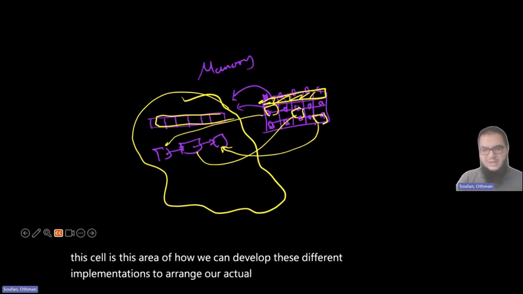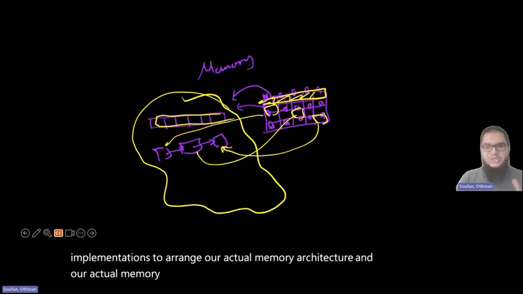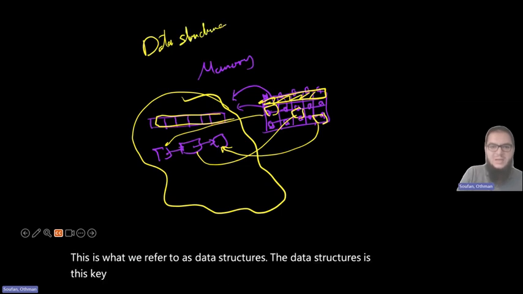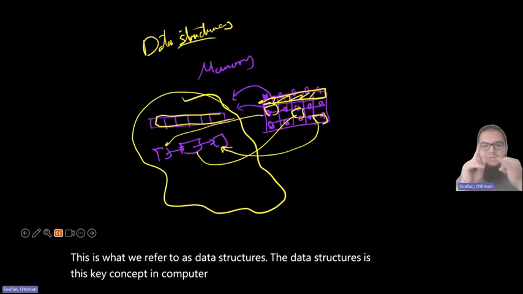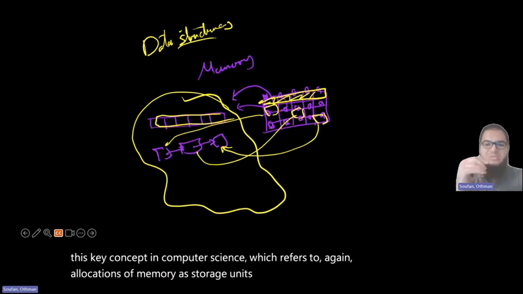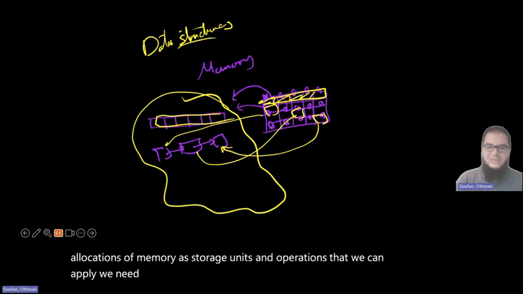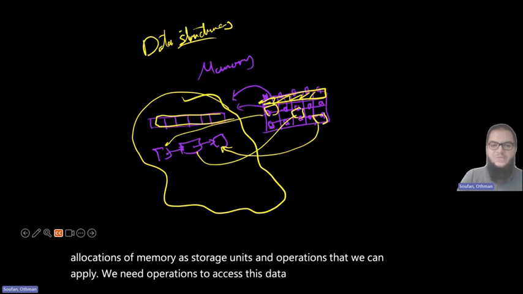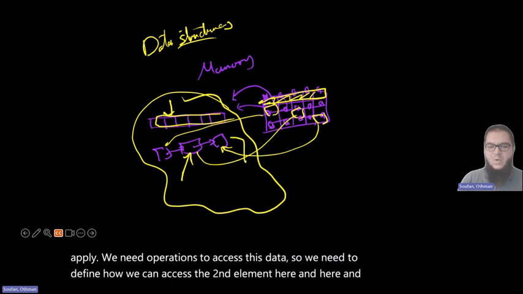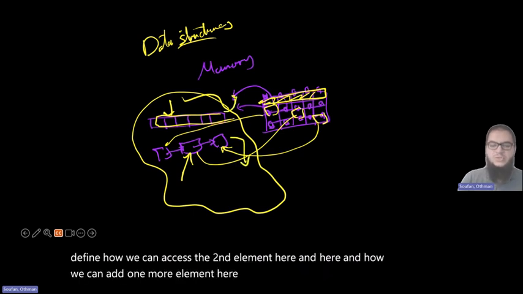And so this area of how we can develop these different implementations to arrange our actual memory architecture and our actual memory tables is what we refer to as data structures. Data structures are a key concept in computer science, which refers to allocations of memory as storage units and operations that we can apply. We need operations to access this data. So we need to define how we can access the second element here, and how we can add one more element here, and so on.